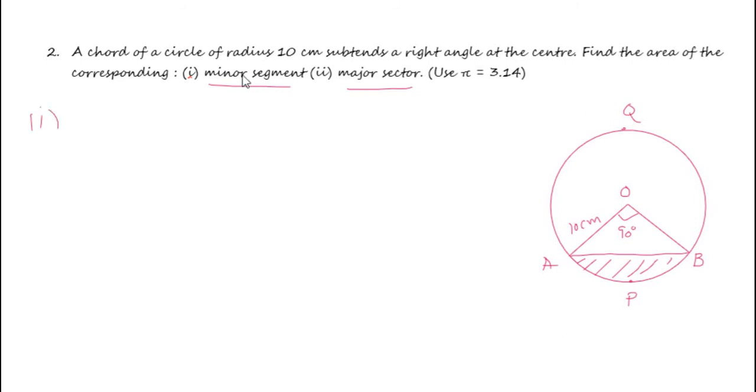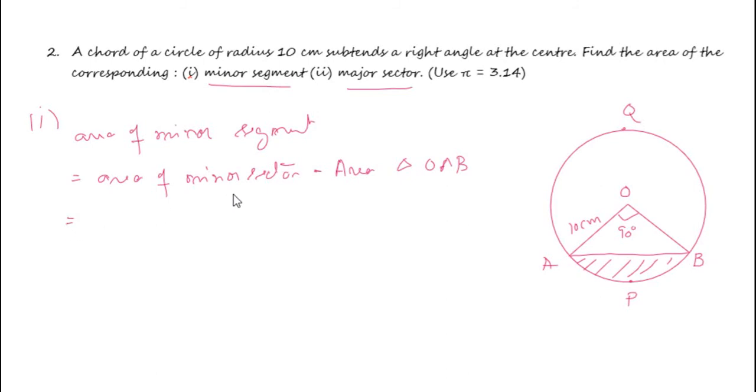First one, minor segment. The area of the segment equal to area of the sector minus area of the triangle. Area of minor segment equal to area of minor sector minus area triangle OAB.